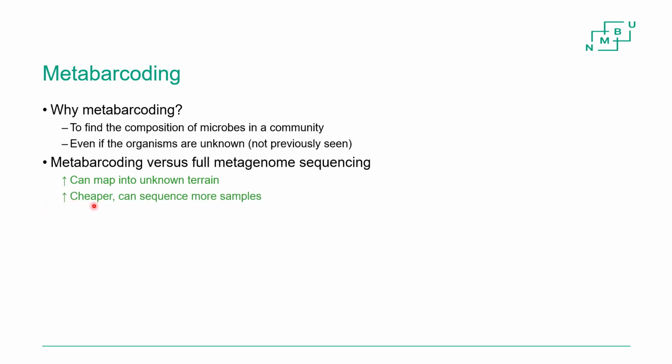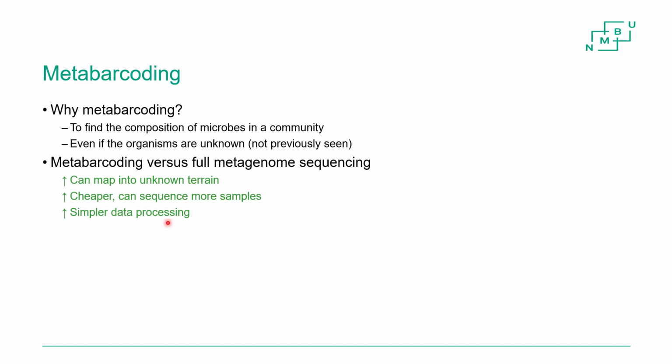It's cheaper per sample, which means we can sequence more samples. And this is of course also important when you dig into new terrain, right? It's much more important to get an overview than to study in detail some specific part of it. That can come later.